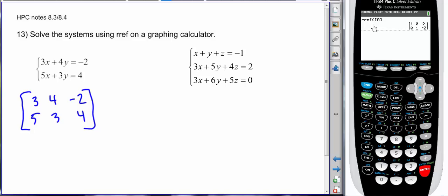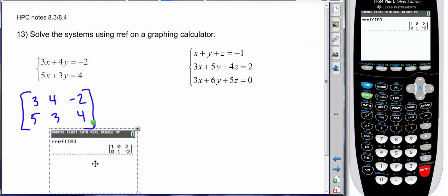Reduced row echelon form for matrix A looks like this. Now what that means is that my solutions are laid out for me. That means x equals 2 and y equals -2. Piece of cake. Why don't you pause the video, and do the same thing with the next example you see there.